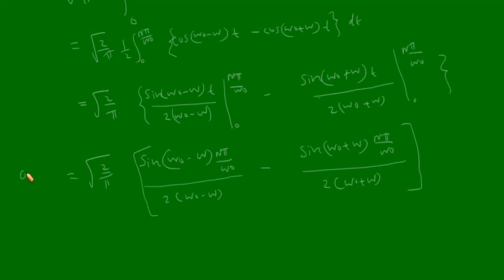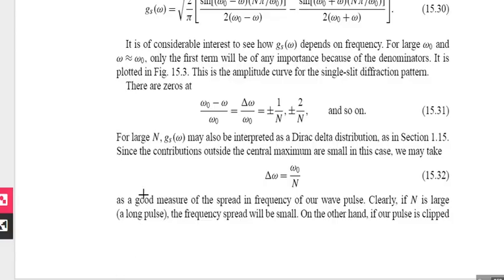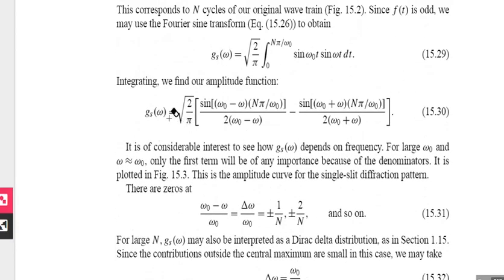So this will be your Gs(ω). Our result, integrating, is that Gs(ω) equals √(2/π) times sin(ω0−ω)nπ/ω0 divided by 2(ω0−ω), minus sin(ω0+ω)nπ/ω0 divided by 2(ω0+ω).